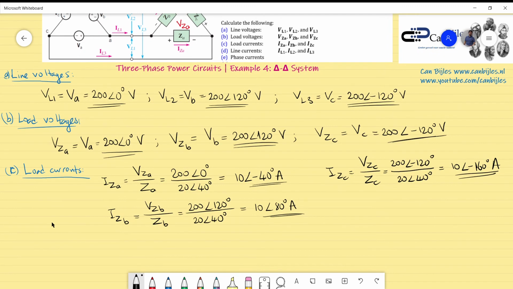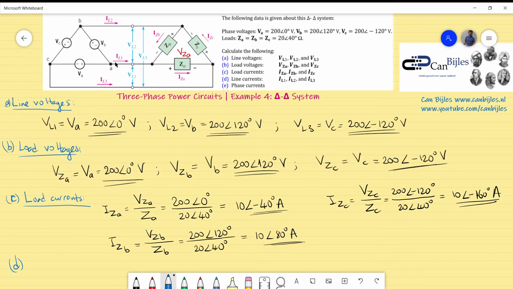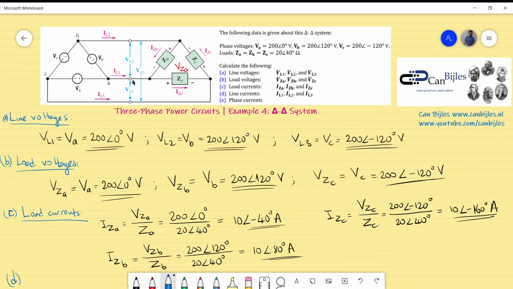So let's move on to question D, and that's actually the line current. So it's actually those currents IL1, IL2 and IL3. Okay, for that we can of course use a circuit and use the Kirchhoff current law. So what is IL1? IL1 is this current, and it is actually produced by IZA minus IZB. So if you use the Kirchhoff current law at this point, you will get IL1 is IZA minus IZB. And we know these two because we already calculated that in question C.